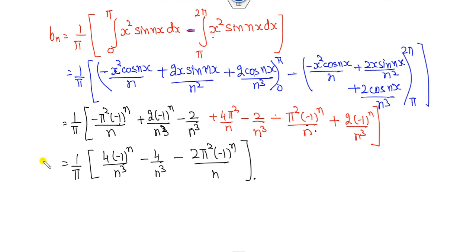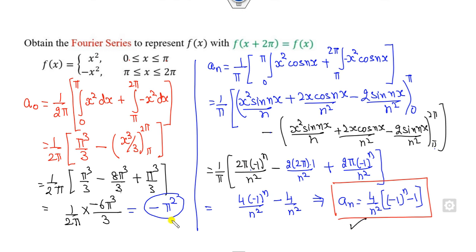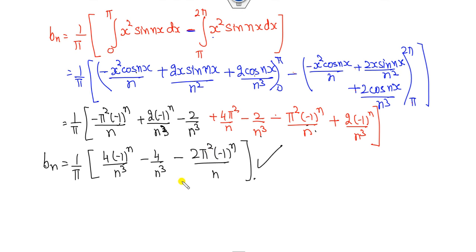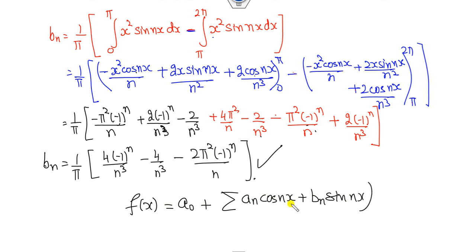Now that is my bn, so this is the bn, this is my an, this is my a naught. You can substitute in this Fourier series, that is a naught plus an cos nx plus bn sin nx. You can substitute the values of a0, an and bn in this form.